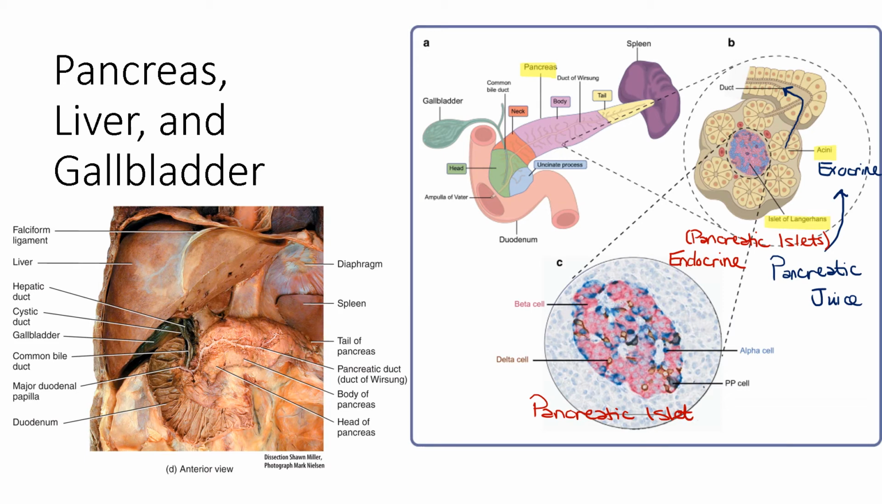Now, the cells of the pancreatic islet are going to secrete the hormones glucagon, insulin. Different cells secrete these different hormones. Somatostatin, and pancreatic polypeptide. And we'll discuss these specifically more when we talk about the endocrine system.